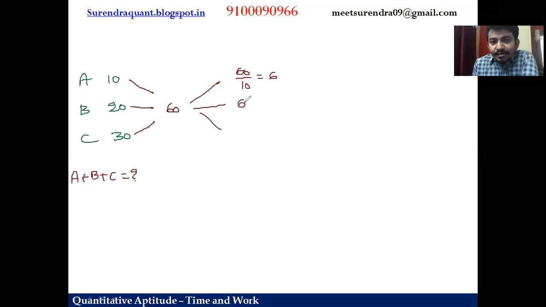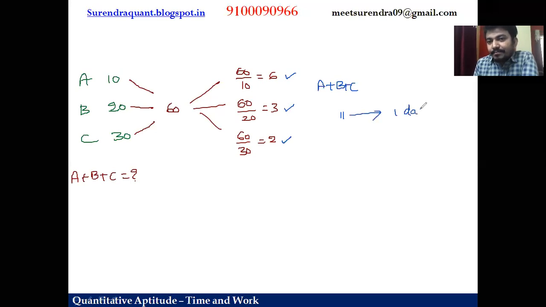What about B? 60 by 20, that is 3 chocolates in a day. What about C? 60 by 30, that is 2 chocolates in a day. Now, if they work alone, A can do 6 units, B can do 3 units, and C can do 2 units. If all 3 of them are working together, then how many units of work can they do? So 6 plus 3 plus 2, 6 plus 3 is 9, 9 plus 2 is 11. So 11 units they can do in one day.